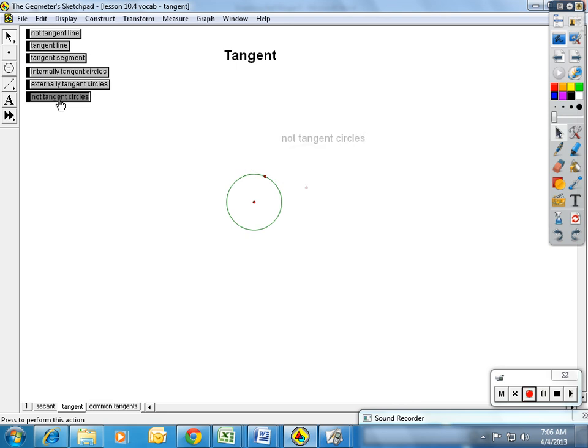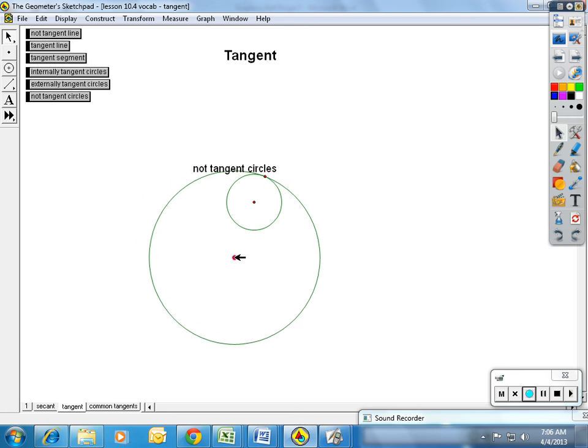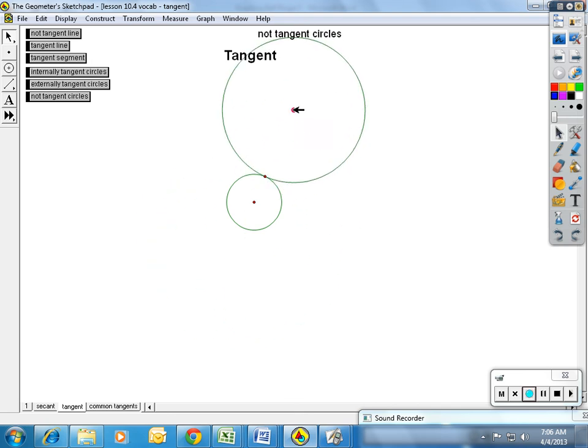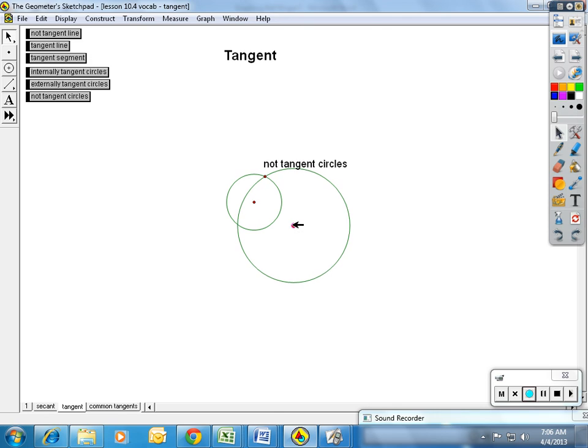Let's be clear on what is not tangent. We do not consider these circles tangent. They have more than one point of intersection. Now, they might be tangent, or externally tangent, but for the most part here they are not tangent because they contain two points of contact. So that's the concept of tangent. Think touch with tangent, just touch.